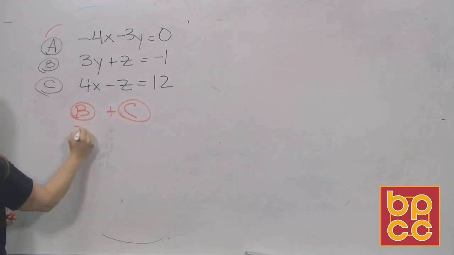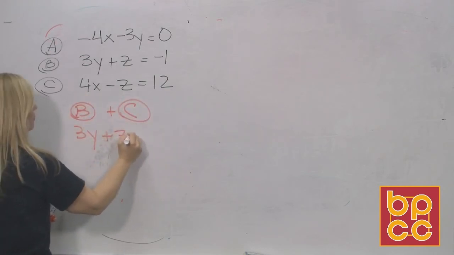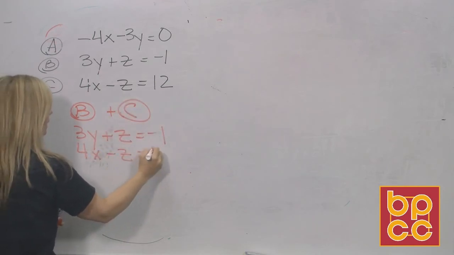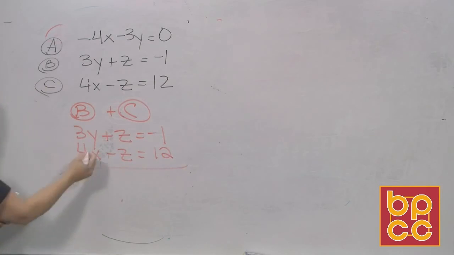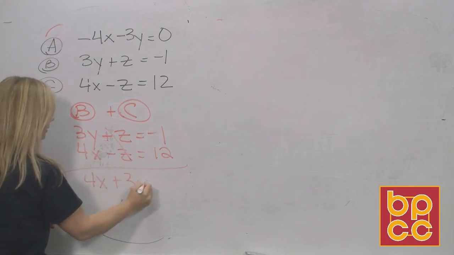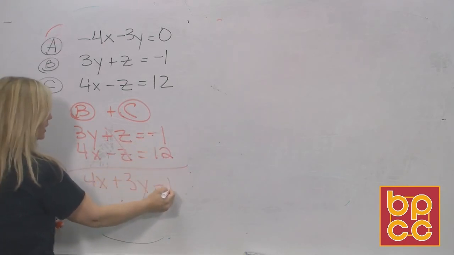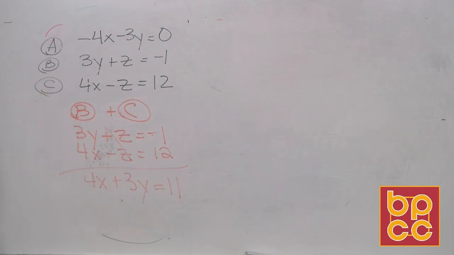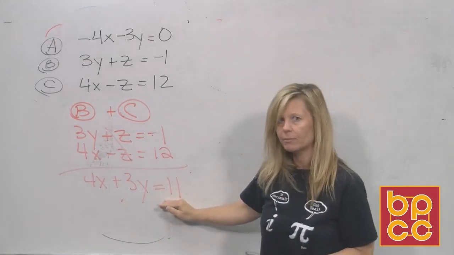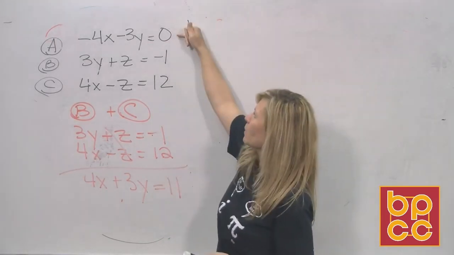So let's take equation B and equation C. And if you look, if we add them, the z's are going to cancel. We have 3y and 4x. We'll write it in numerical order. 4x, that's plus 3y. And if we add negative 1 and 12, we get 11. Now, why did that work? Because everybody look very closely up there. Do we have an equation that has x's and y's we could put this with? We do now. Can't we put it with equation A?